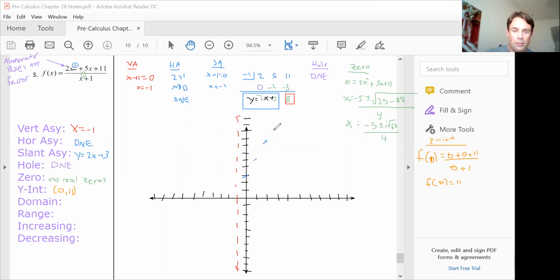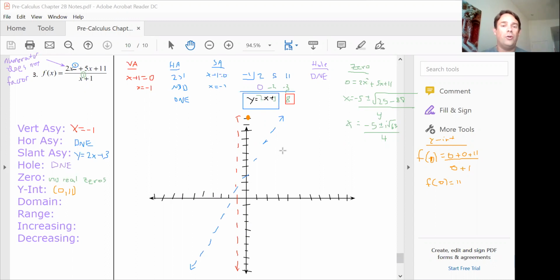All right, so up 2 over 1, that'd be right about here. I'm sure your line will be a little bit more accurate than mine. You'll be on graph paper. No real zeros. Well, okay. I have a y-intercept at 0, 11. So I know I have that y-intercept way up here. Wow. What the stink does that look like?